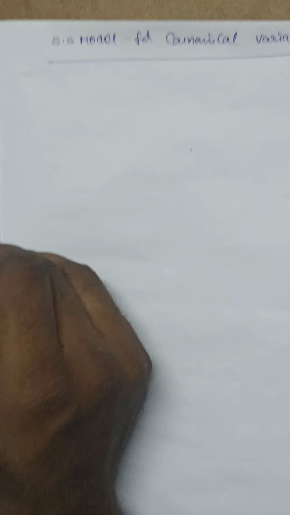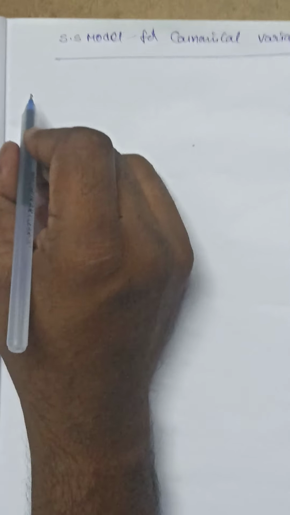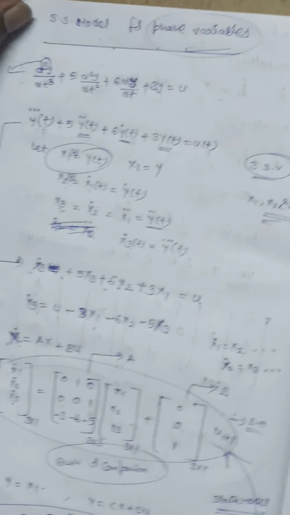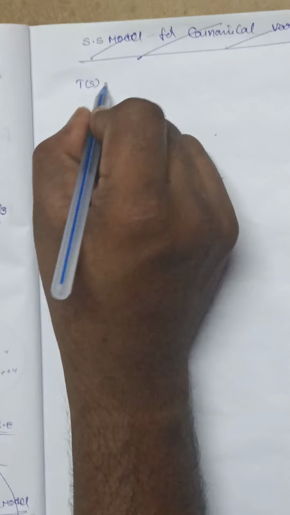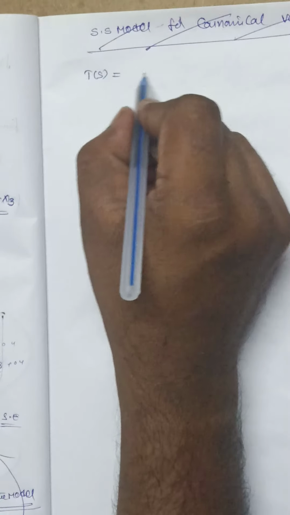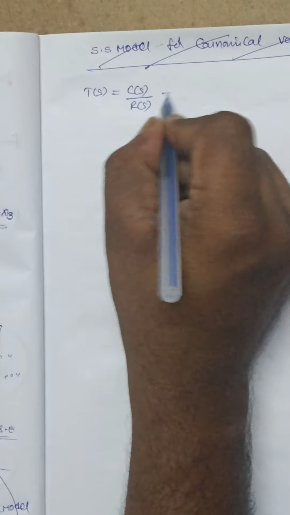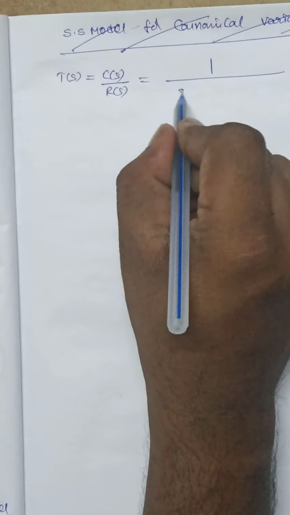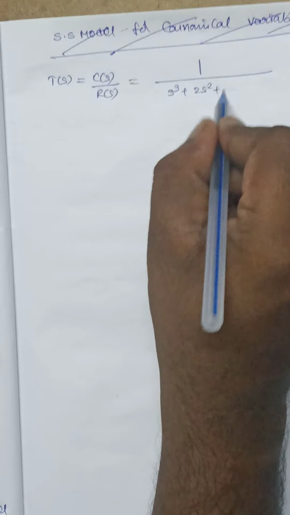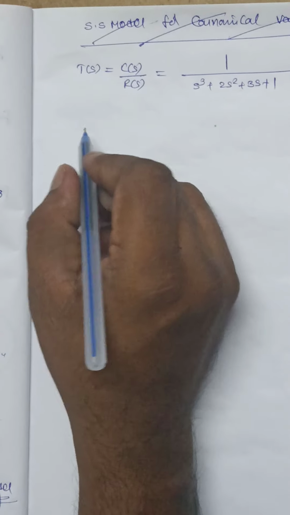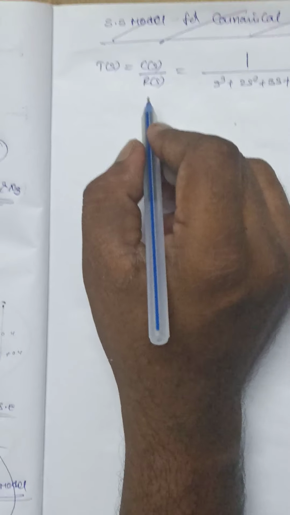In these canonical variables, we will have the transfer function. Also, I forgot to say one thing about the state space model using phase variables. Suppose the transfer function is given as T of s equal to C of s divided by R of s, equal to 1 divided by s cube plus 2s square plus 3s plus 1. Then how do we write the state model for this transfer function?